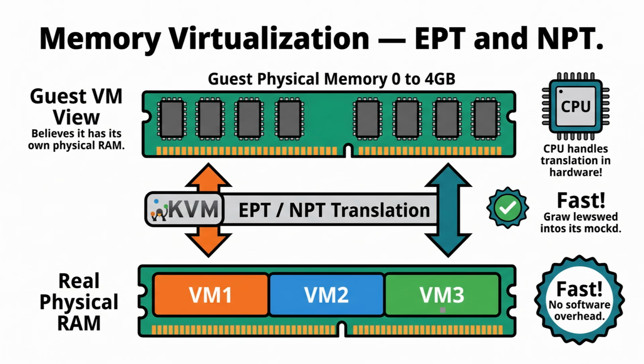Let's talk about memory virtualization. How does each VM get its own memory without conflicting with others? KVM uses a technique called extended page tables, or EPT, on Intel, and nested page tables, or NPT, on AMD. Basically, there are two layers of memory translation. The guest OS thinks it has its own physical memory, but KVM transparently maps that to the actual physical RAM. The CPU hardware does this translation super efficiently.